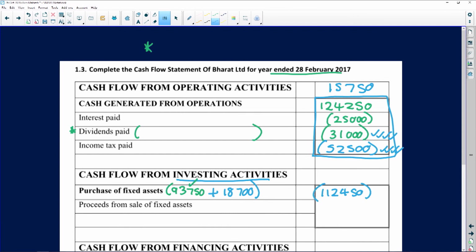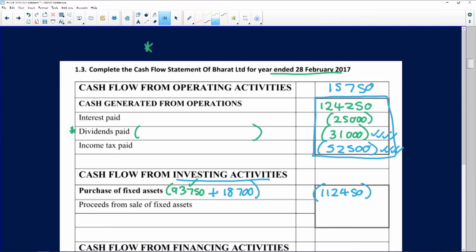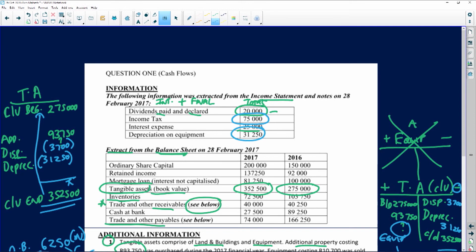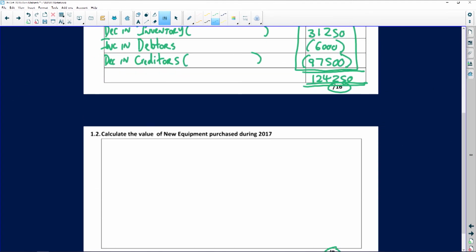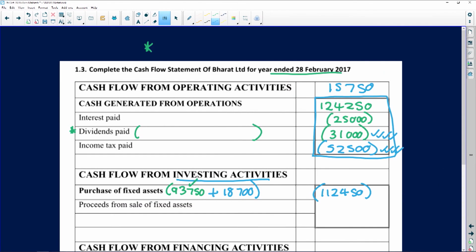Okay. Right, there's about 3 minutes left, guys, so let's see how much we can finish up in this time. So please remember, there was a question, it was 1.2, which required you to calculate the value of new equipment purchased, and that's the calculation that I just did where we got the amount of 18,700.